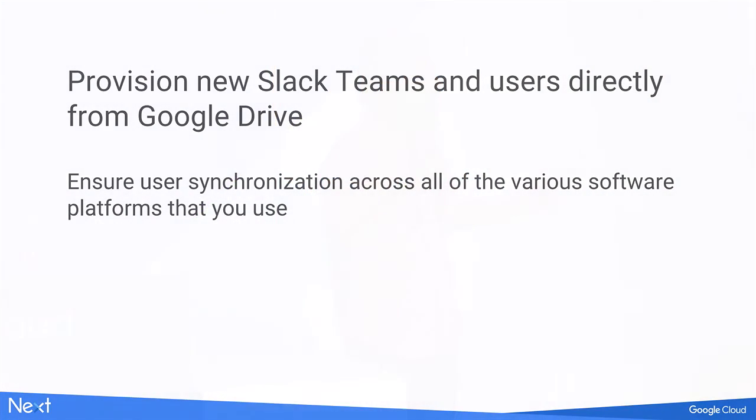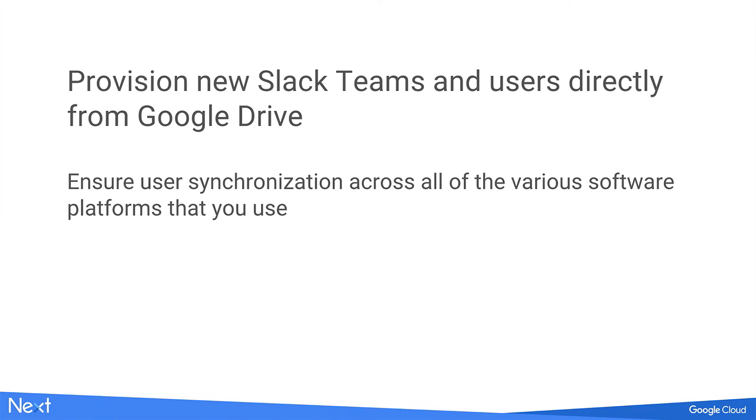And so firstly, just at the drive level, you'll be able to provision new Slack teams and users directly from Google Drive. What that means is your users, your teams, your accounts, they all get completely synchronized between these two platforms, making sure that the people who exist on one also exist on the other. And so if you're already managing your user base through Google Drive, you won't have to involve any other software applications to automatically pull that into Slack. You can do that directly from Google.